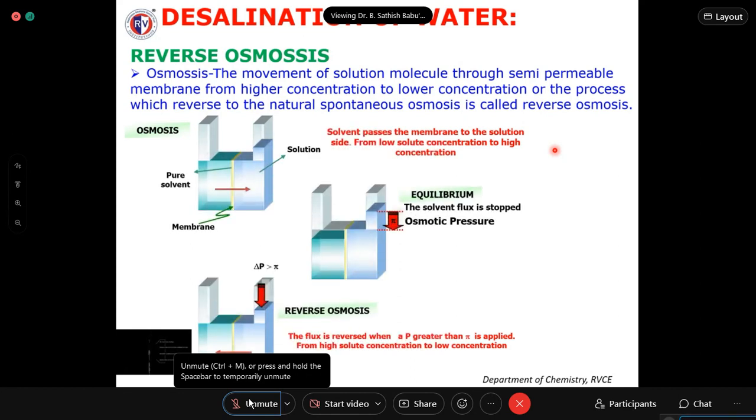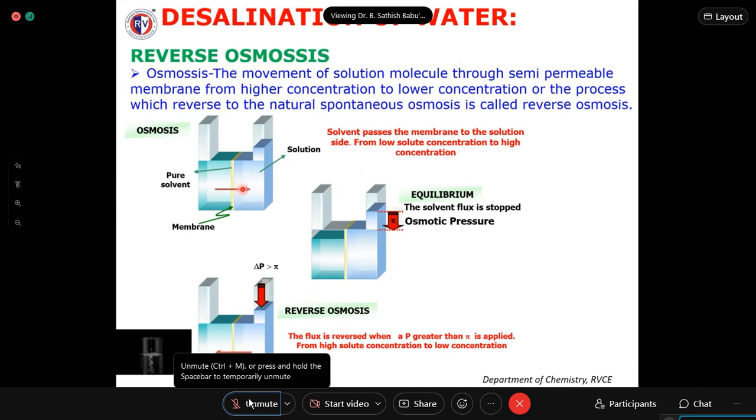So this is the figure to explain osmosis and reverse osmosis. See here, this is the membrane, this is pure solvent, and this is the solution. Solution means the concentration is more here. In this condition, the solvent passes through the membrane to the solution side, from here to here. The arrow shows the movement from low solute concentration to high solute concentration.